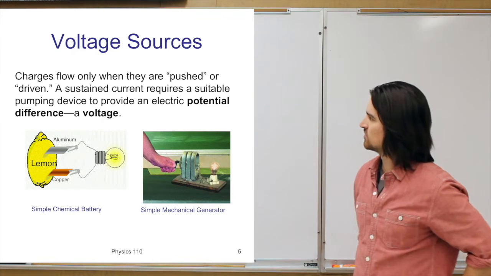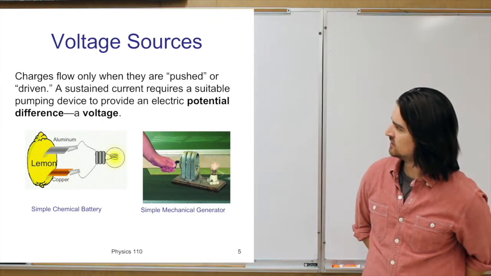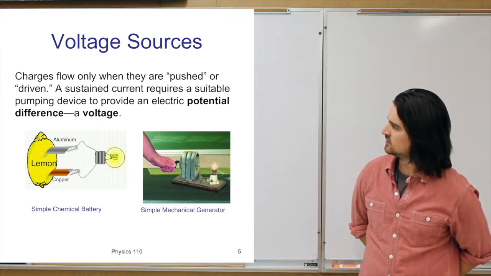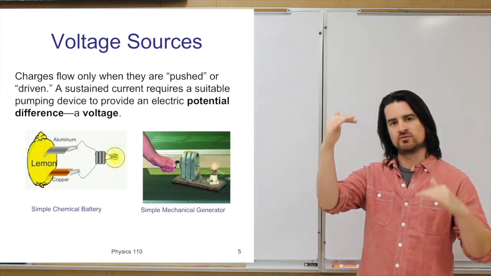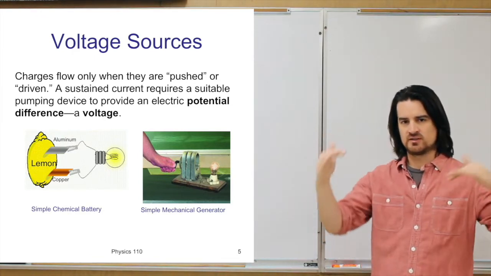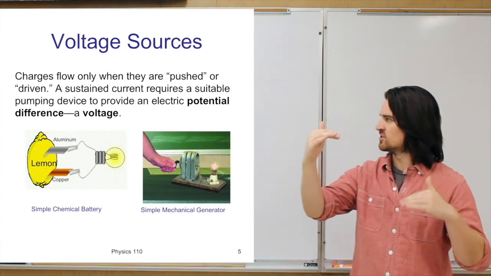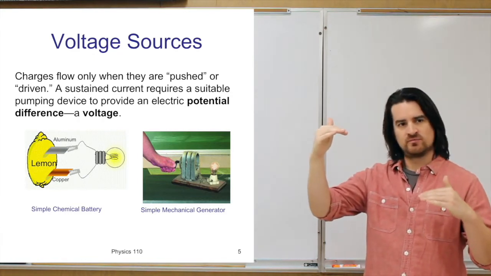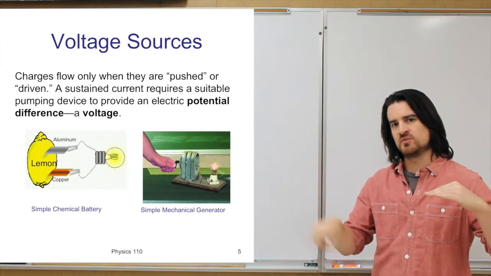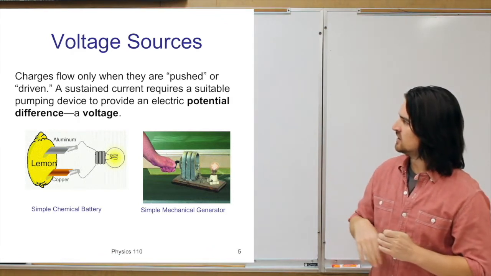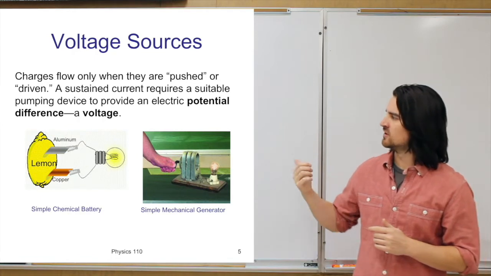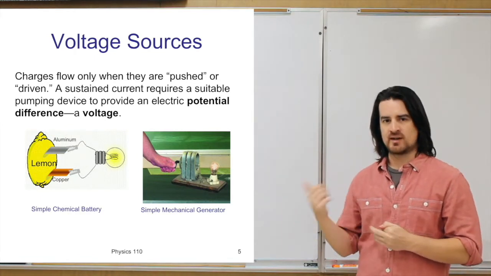All right, so a little bit more on voltage sources. Just like sustaining that difference in water levels in the two parts of that U-shaped object, if you want to sustain that, then that water needs to continually be pumped from the lower level back up to the higher level. So for electrical current, it's going to be a voltage source that's going to do that pumping for you.